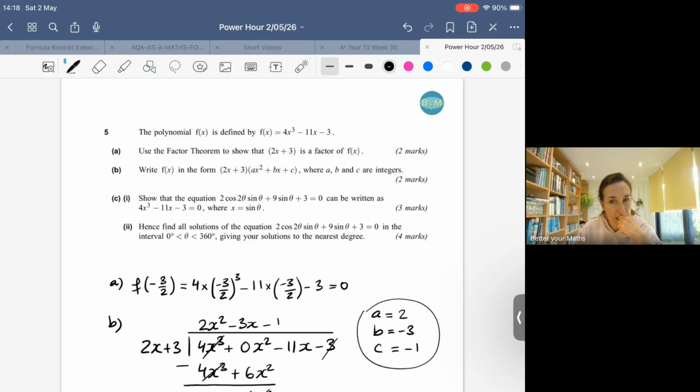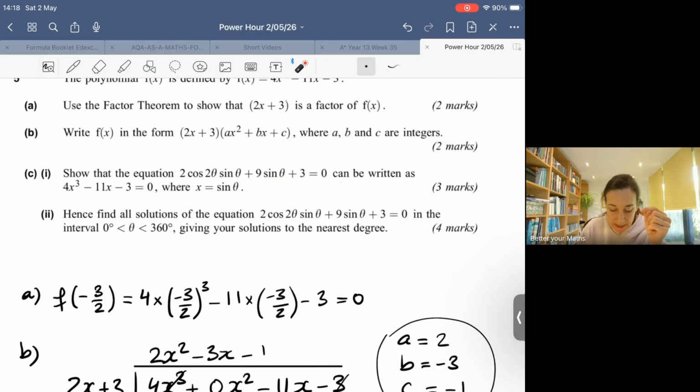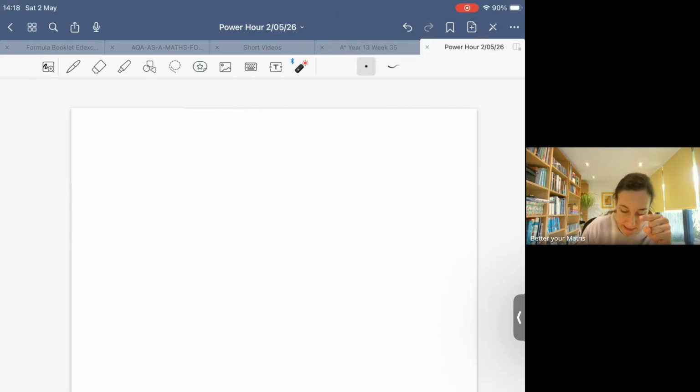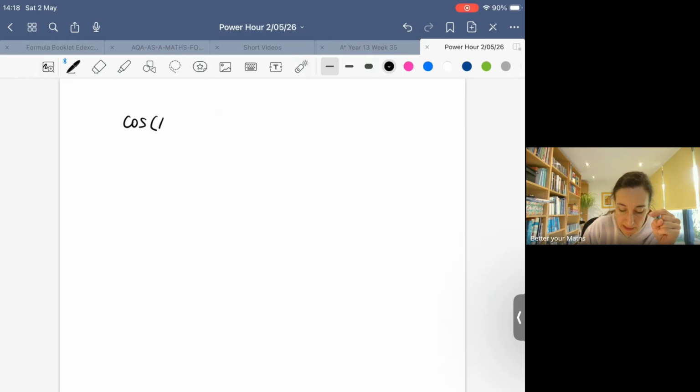Everyone, any question? No? Then, show that this equation can be written as 4x cubed, blah, blah, blah, when x is sine theta. You see where this is going, no? What we are going to do is write this equation all in terms of sine. Yeah, so we have to think how we write, because this is sine and this is sine, how we write cos 2 theta in terms of sine. Remember, in your formula booklet, you have the addition formulae. So you have cos A plus B is cos cos minus sine sine.